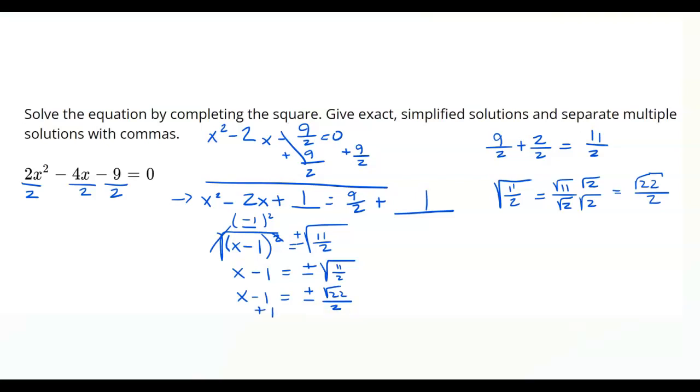Now I can add the 1 to both sides to finish solving that. And so I will get x equals a positive square root of 22 over 2 plus 1 and a negative square root of 22 over 2 plus 1. So those would be my two answers on that problem.